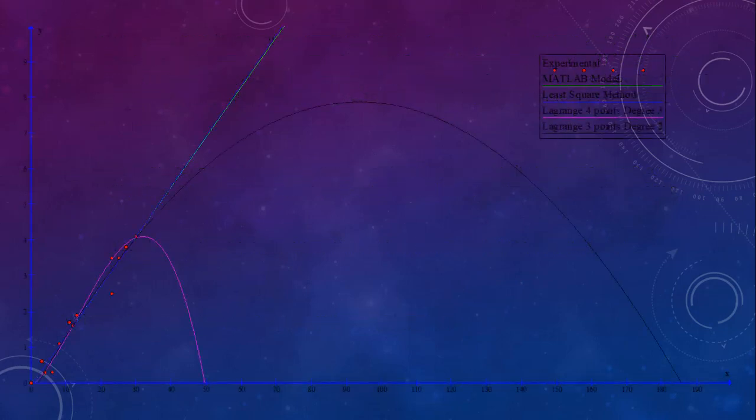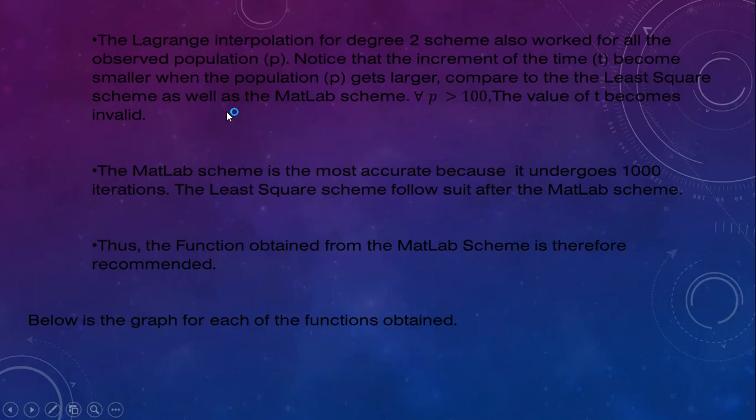functions obtained. This is the Lagrange interpolating formula for degree 3. You can see immediately it gets to 30, the time starts decreasing. This is Lagrange interpolating formula for degree 2. Immediately it gets to 100, it starts decreasing. And the blue and green lines are least square and MATLAB. The blue is the least square, while the green is the MATLAB. They keep on increasing even as the number of people on the queue increases. So the function obtained from the MATLAB scheme is actually recommended.